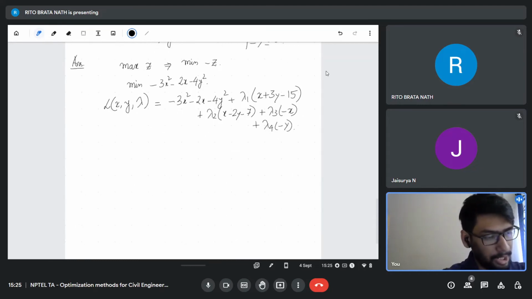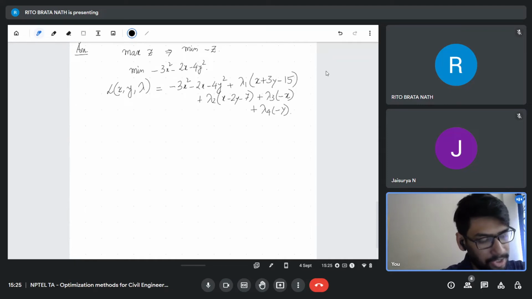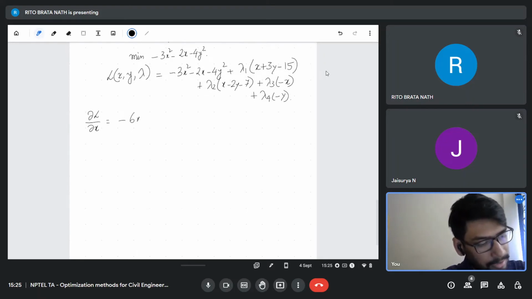So let's try and get to the partial derivatives of this function. You can write this as minus 6x minus 2, then plus lambda 1, plus lambda 2, minus lambda 3. So this has to be equal to 0.